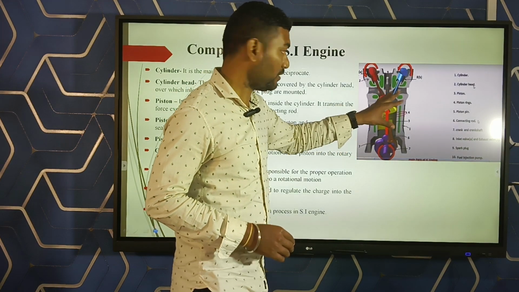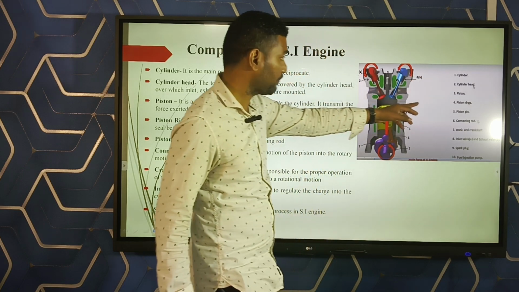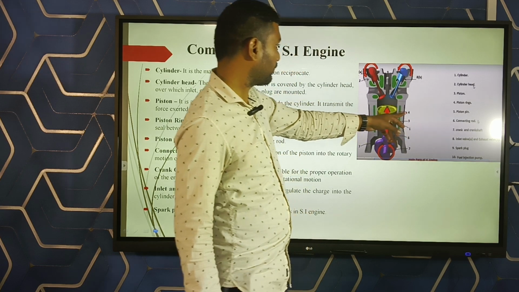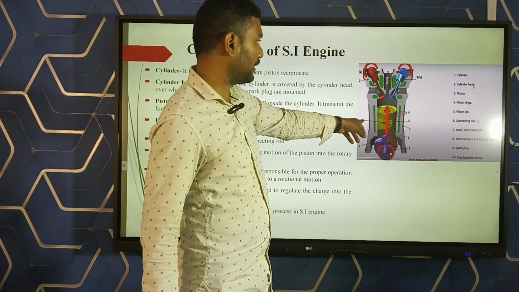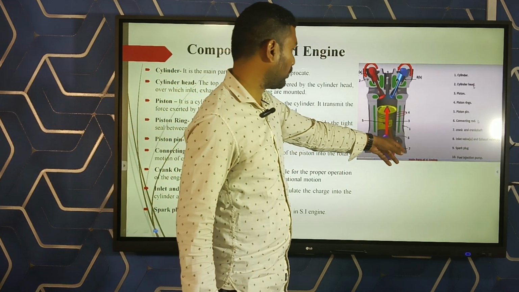Main parts of IC engine. First component is your cylinder. Second component is your cylinder head. Third component is your piston. Fourth component is your piston ring. Fifth component is your piston pin. And sixth component is your connecting rod.